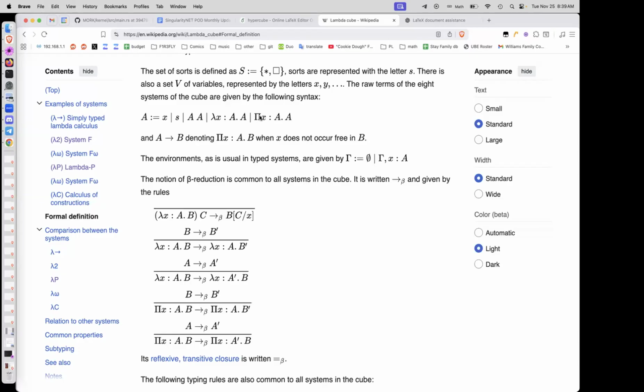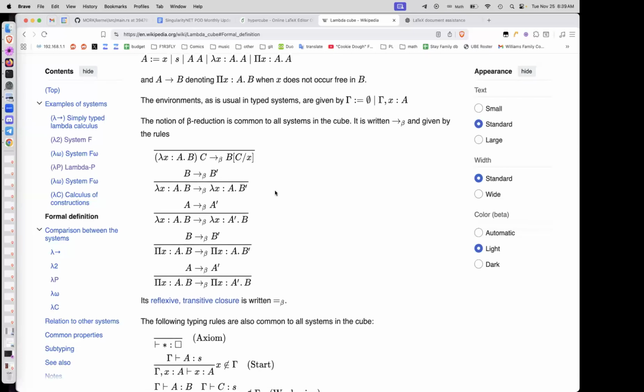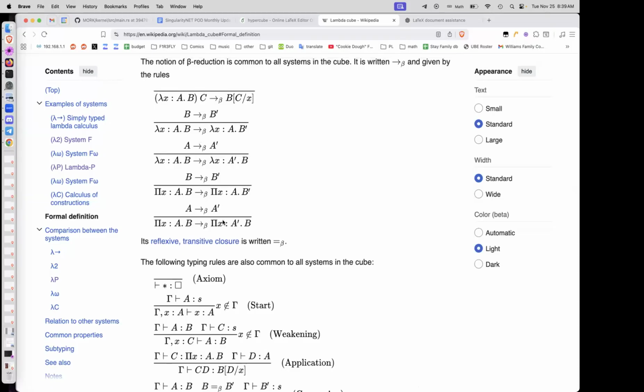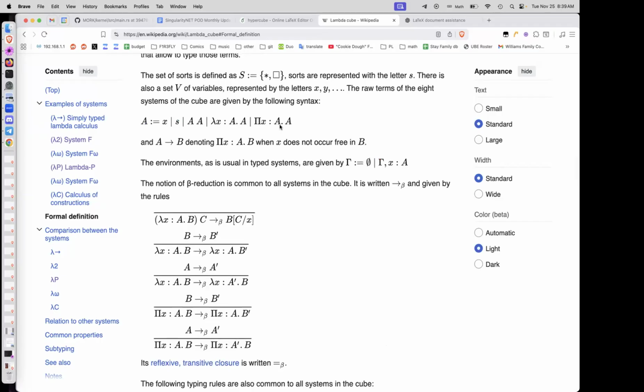So that would be an instance of, this is a generalization of the arrow type in the simply typed lambda calculus. So then there are a bunch of inference rules for beta equivalence. There are a bunch of inference rules for typing. The thing to note is that in here, both types and terms are part of the same grammatical production. So I can apply a type to a term, or I could apply star to box, whatever that means.